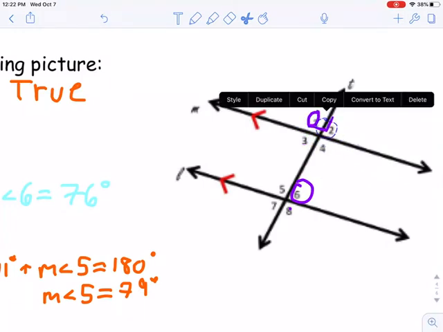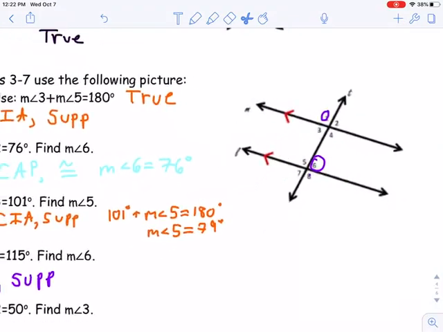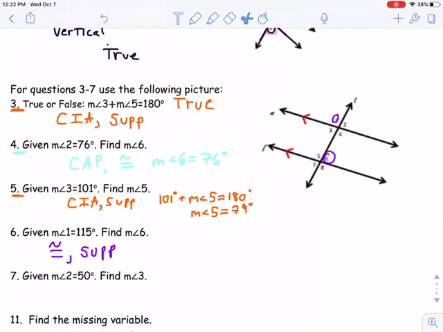Let me just get rid of that because it's going to get in the way. There are a couple ways we can go about this. Well, we can say angle 1 and angle 5 are congruent. So 5 and 6 form a linear pair. So the answer is that they're supplementary.